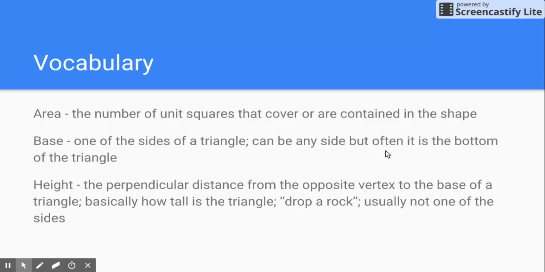To find the height, our other vocab word, the height is the perpendicular distance from the opposite vertex to the base of the triangle. Basically, it's how tall is the triangle, or if you were to drop a rock from the opposite vertex, which way is it going to go and how far? It is usually not one of the sides.